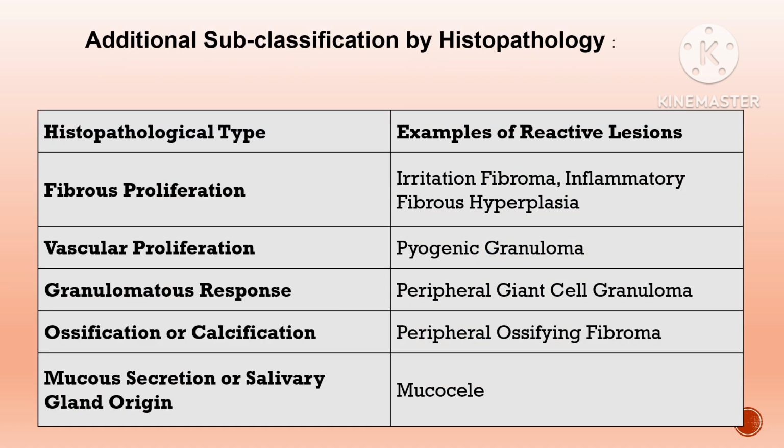Before going into individual lesions, first go through this table where I have provided a subclassification of reactive lesions on the basis of histopathology. That means the tissue which is proliferating is not the same. Sometimes there may be proliferation of fibrous tissue, vascular proliferation, a granulomatous response, ossifications or calcifications as found in the peripheral ossifying fibroma, or there may be mucus secretion of salivary gland origin as found in mucocele.